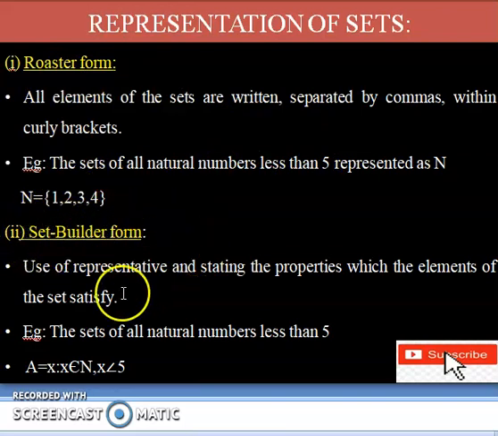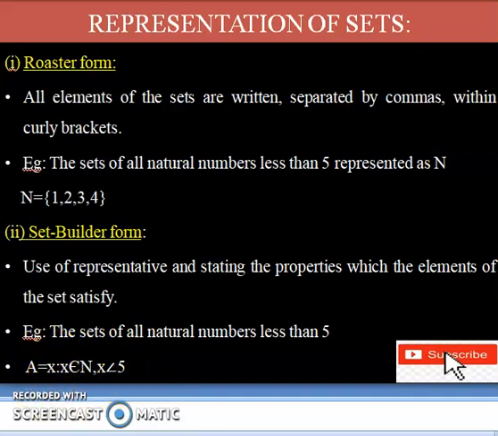Now what about set builder form? In set builder form, we use a representative and then we state the properties which the elements satisfy. For example, again I will take the same example, the set of all natural numbers less than 5. So here I will write it as A is equal to {x : x ∈ N, x < 5}. The symbol ∈ represents belongs to. So x such that x belongs to N, x less than 5. Here I will not define 1, 2, 3, 4. I'll just represent that x should be less than 5 and that x will be categorized under natural numbers. That is how the set builder form is written.